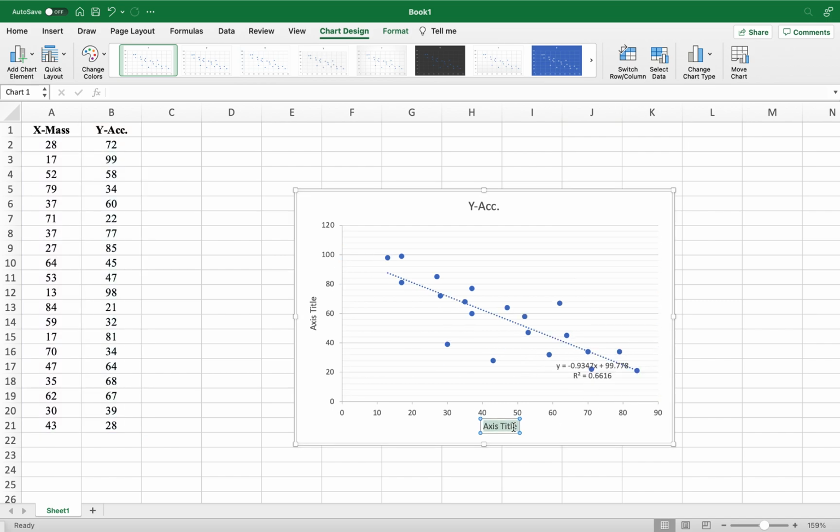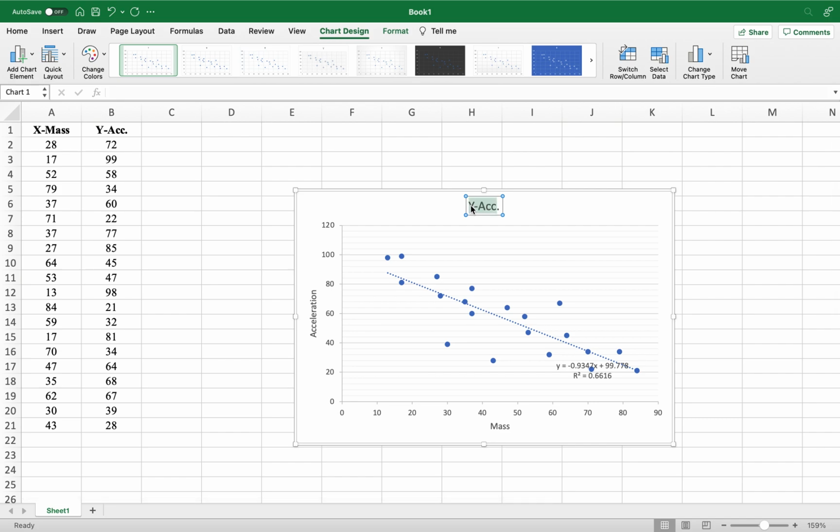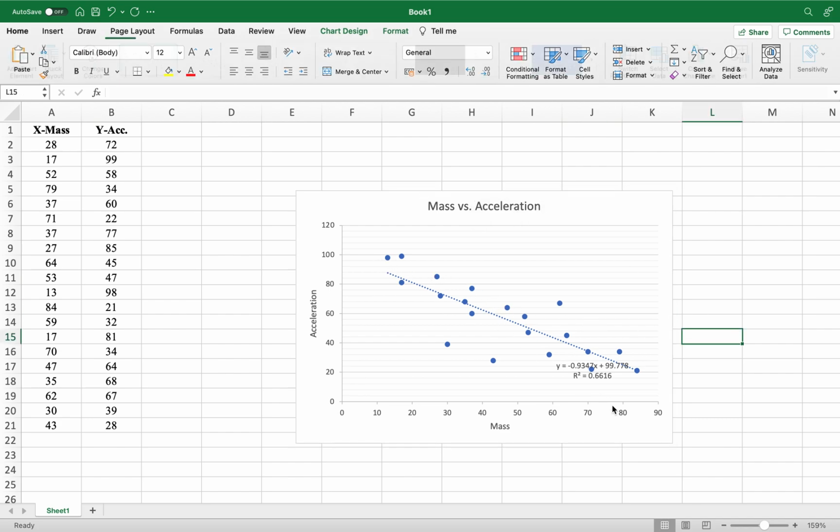So let's say the x-axis here is mass, and the y-axis here is acceleration. And the graph here, we have a title. Let's say this is mass versus acceleration. And then we have this.